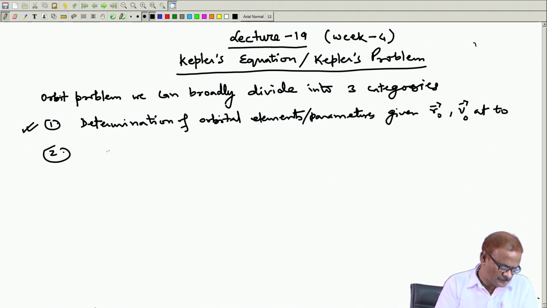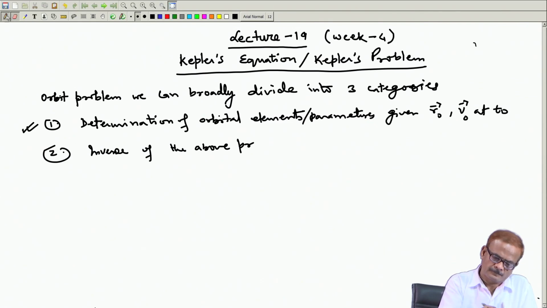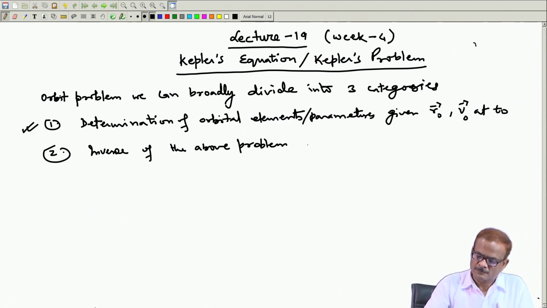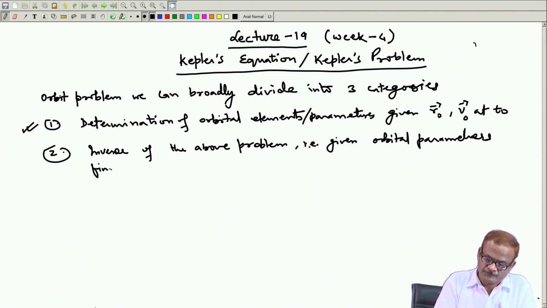The second problem is the inverse of the above problem, that is, given the orbital parameters, find r, v at t.